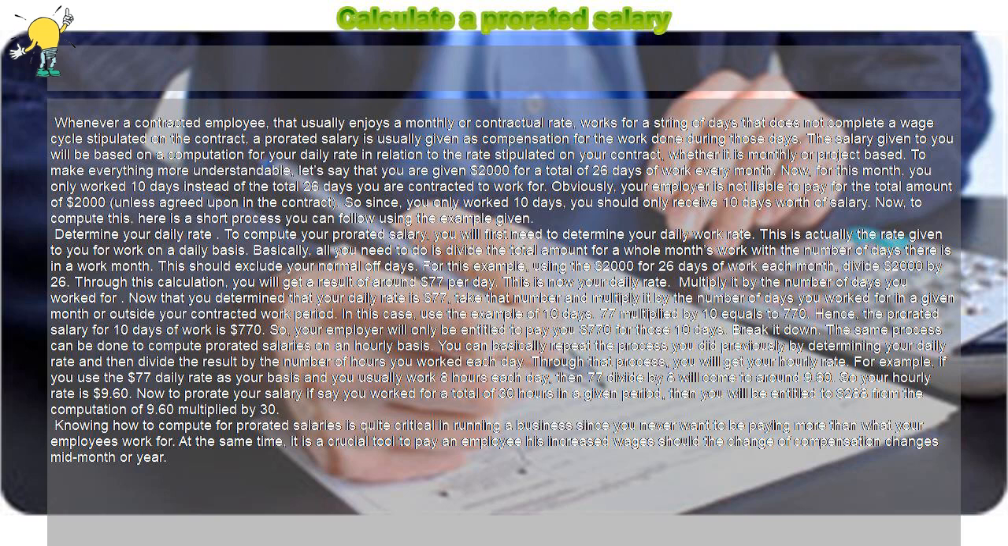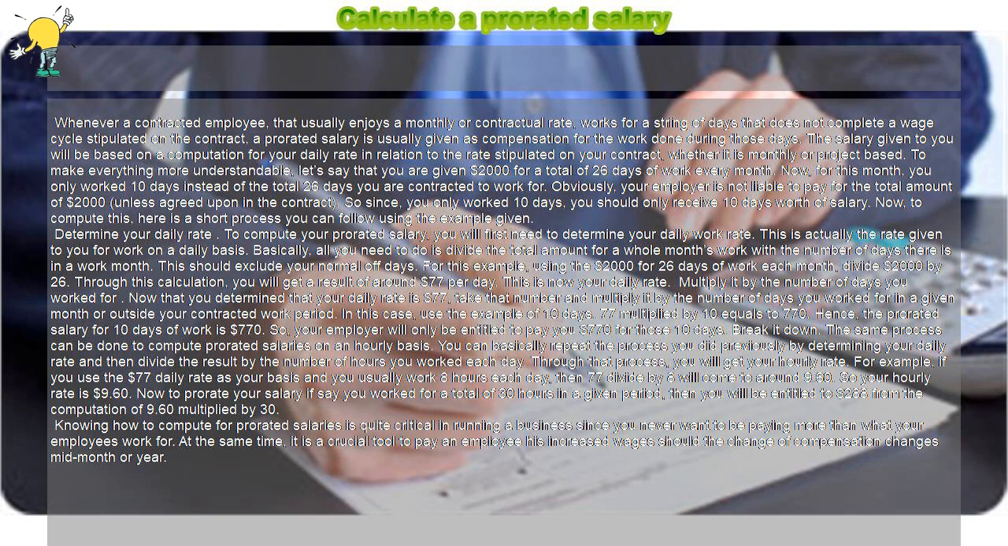77 multiplied by 10 equals 770. Hence, the prorated salary for 10 days of work is $770. So, your employer will only be entitled to pay you $770 for those 10 days.